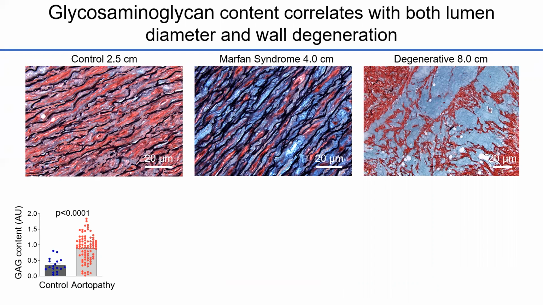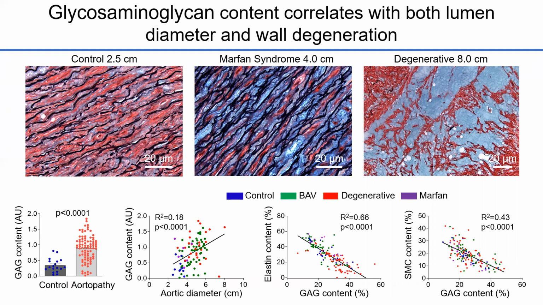Quantitation revealed a 2.7-fold increase in GAG content in aortopathy samples. Furthermore, GAG content correlated positively with aortic diameter and inversely with elastin content and smooth muscle cell content.